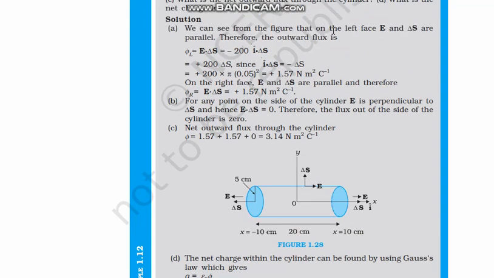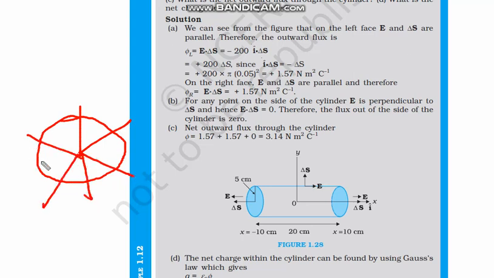We can see from the figure that the electric field E on the left side points left. Let us first understand how this electric field works. If there is a positive charge at the center, it will emit field lines in all directions. If on the left surface the electric field is in the left direction and on the right surface it is in the right direction, that means the charge must be at the center. That means the origin has a charge. That should be clear. Only then does it radiate in this direction.